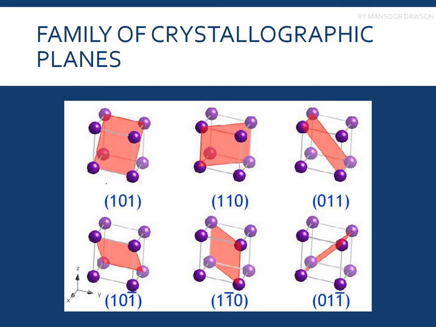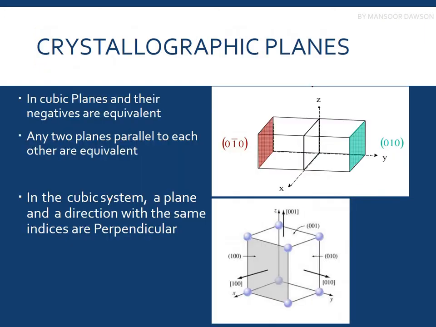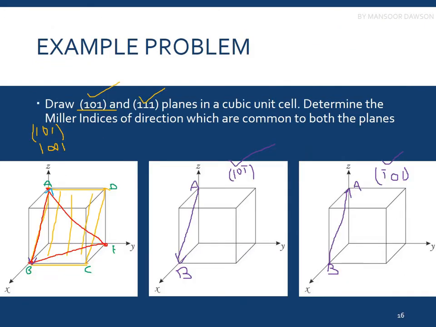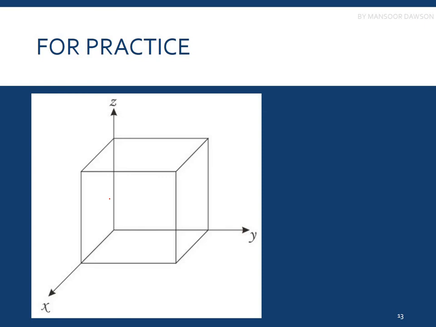Again, this is another family of 1 0 1, 1 1 0, 0 1 1, 1 0 minus 1, 1 minus 1 0, 0 1 and negative 1. So this is a family of 1 1 0 planes. Before moving forward, let's do some practice with the negative signs of indices.